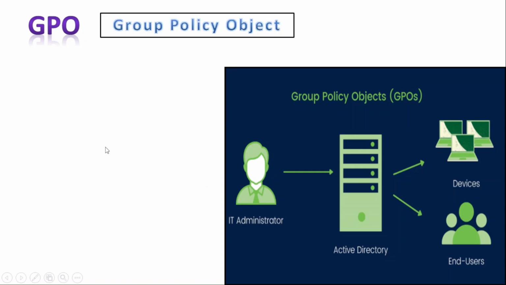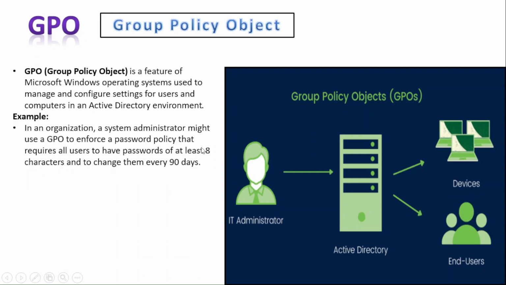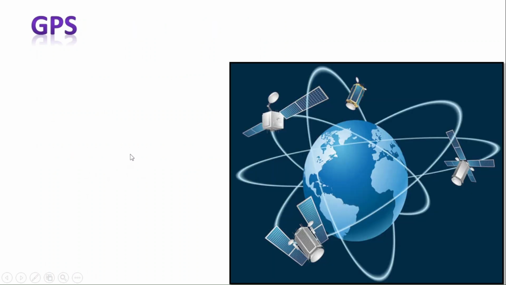GPO, that is Group Policy Object. So GPO, Group Policy Object, is a feature of Microsoft Windows operating system used to manage and configure settings for users and computers in an Active Directory environment. Example, in an organization, a system administrator might use a GPO to enforce a password policy that requires all users to have password of at least 8 characters and to change them every 90 days.